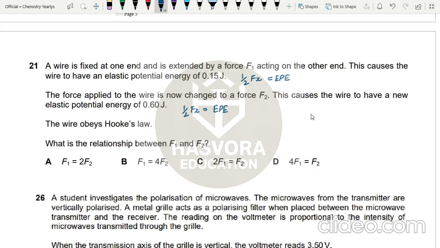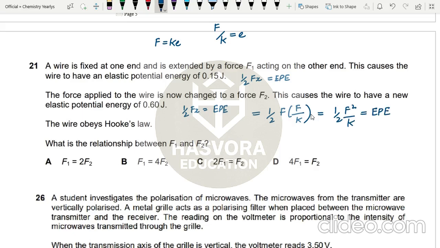You know that F is equal to kx, where k is the constant, so the extension will be equal to F over k. Now what we can do is place F over k in place of x, the extension. So it will become half F into F over k. This becomes half F squared over k, and this is equal to EPE.